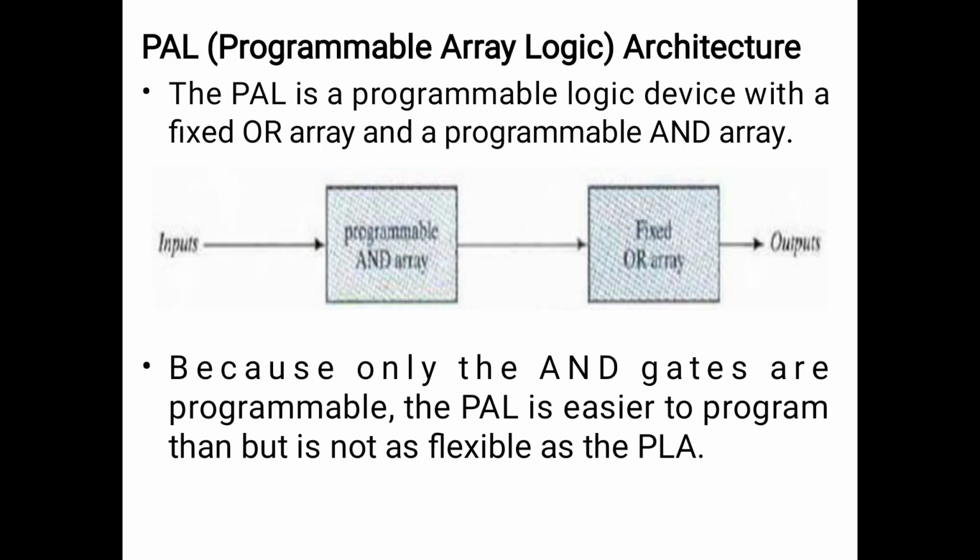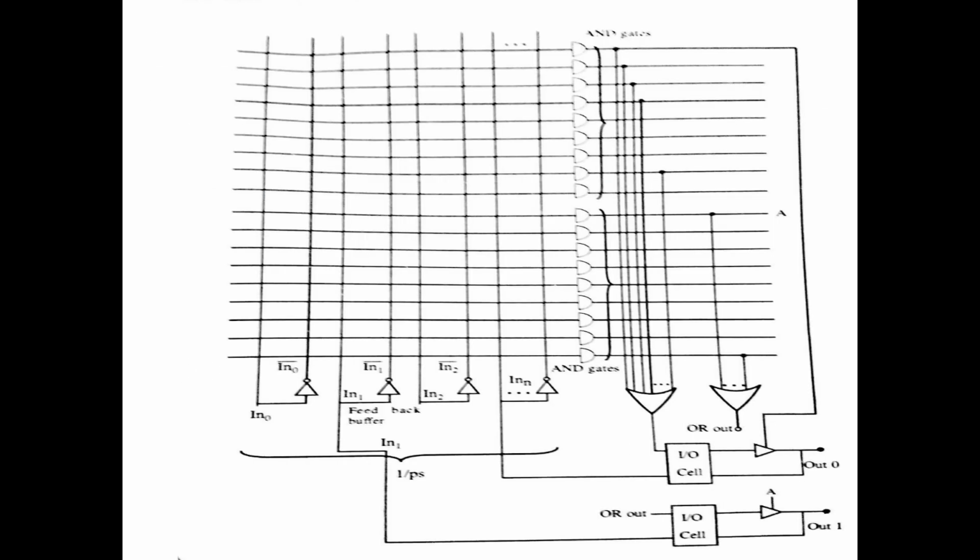Programmable array logic architecture. The programmable array logic is a programmable logic device with a fixed OR array and a programmable AND array. Because only the AND gates are programmable, the programmable array logic is easier to program but is not as flexible as the programmable logic array. So this is a diagrammatic representation of programmable array logic.